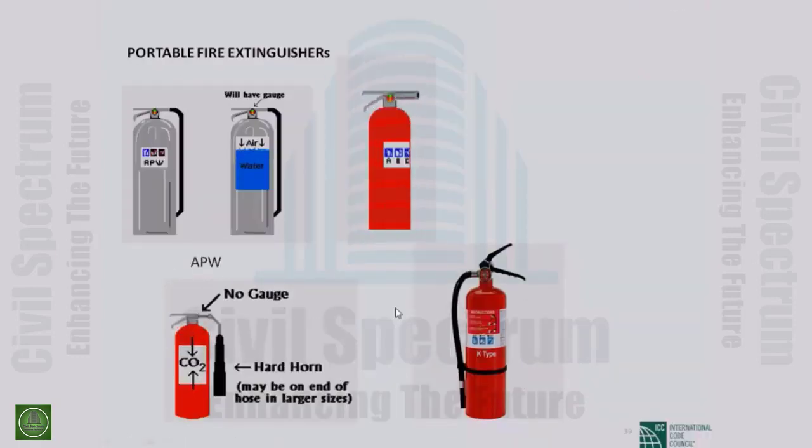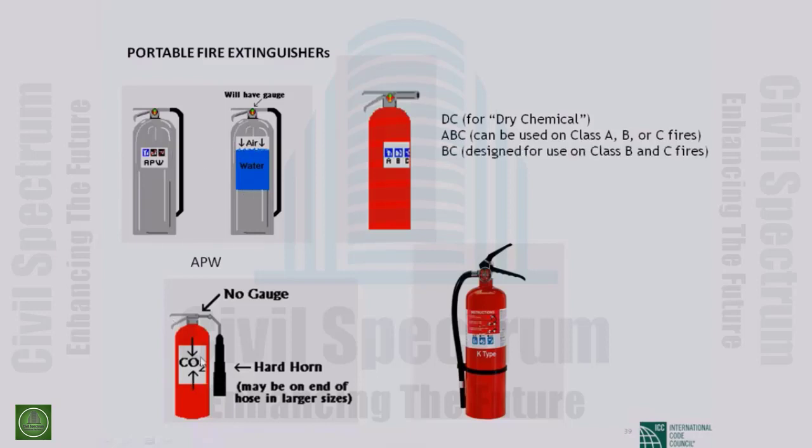This is a different type of container. This is water, pressurized water. You can use it. This is carbon dioxide. This is a horn, so you can use that. This is ABC. It is written ABC. It is K type. There is another K type also. There is ABC, there is DC, there is BC. So depending on the ABC, this figure, you have to choose.